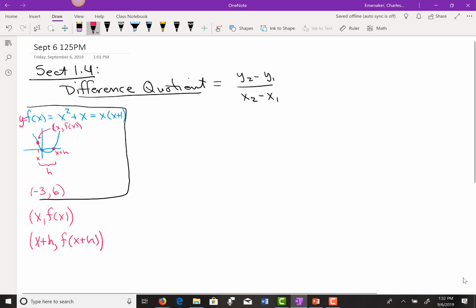You can either use numbers like the -3, 6. You can use the variable x and get f of x. Or we could use a different variable, x plus h, and you get f at x plus h.